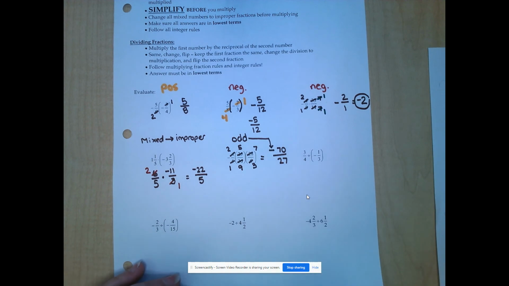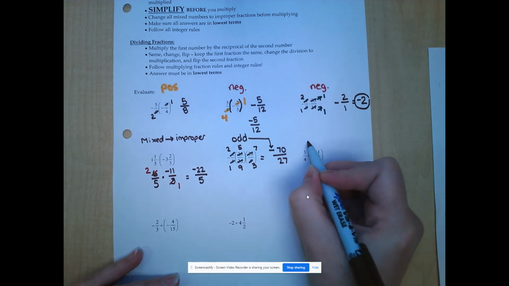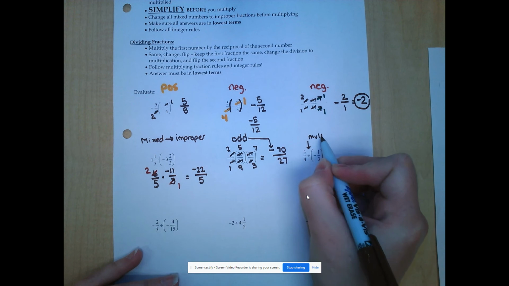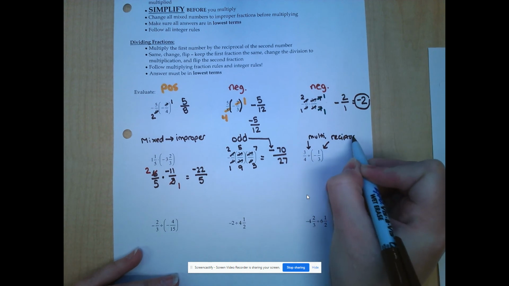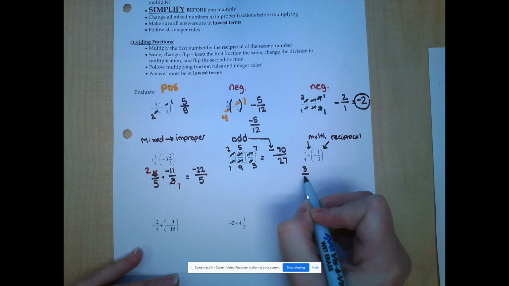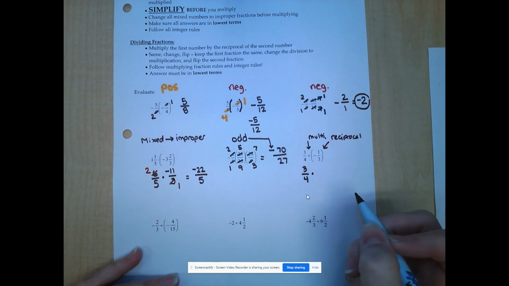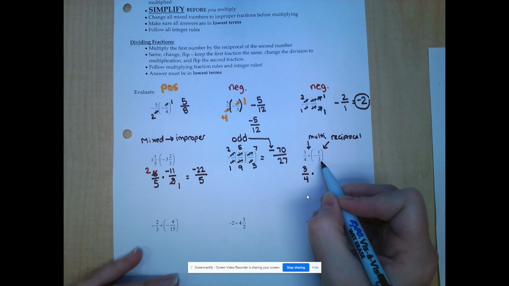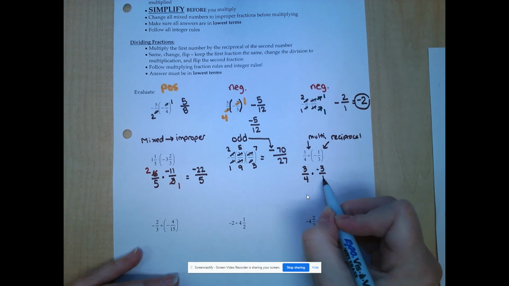Now, what do we do with division? Some of you have heard it before, same, change, flip. What's actually happening is instead of dividing by -1/3, we are going to change this to multiply, and we're going to change this to the reciprocal. So 3/4 stays the same. We're going to change division to multiplication, and we're going to use the reciprocal of -1/3, which means we just have to flip it over, -3 over 1.